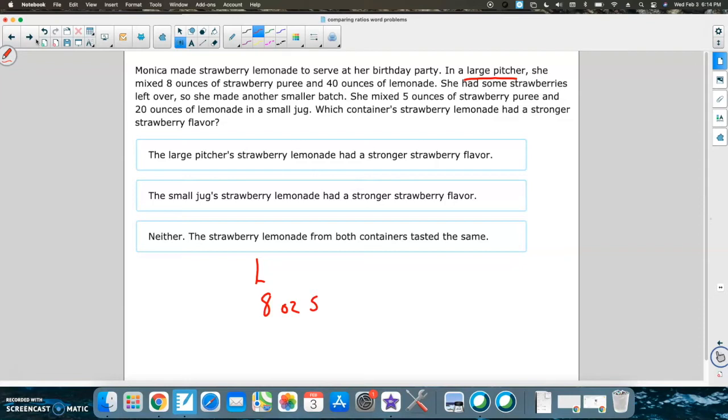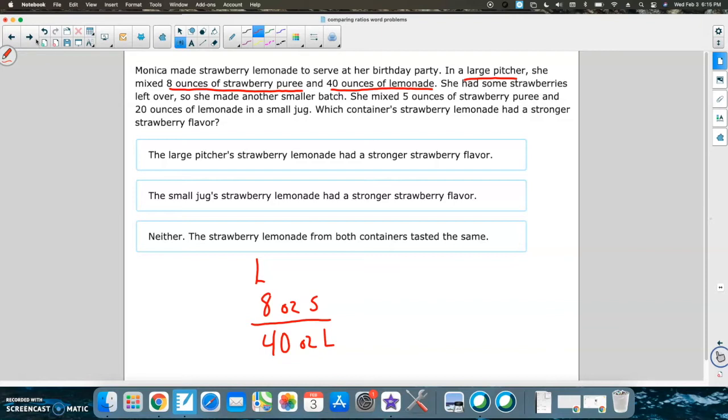Now, strawberry puree, that's like when you get strawberries and you blend them all together, so it makes it puree. Okay? So 8 ounces of strawberry puree and 40 ounces of lemonade. Ooh, that sounds good. 40 ounces of lemonade. So it's a strawberry lemonade, isn't it?